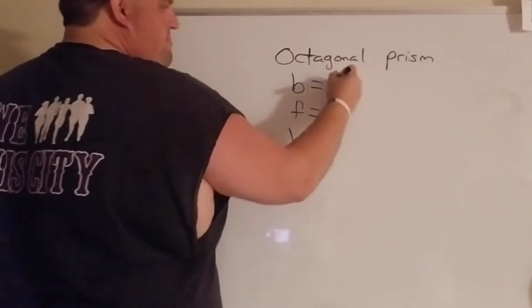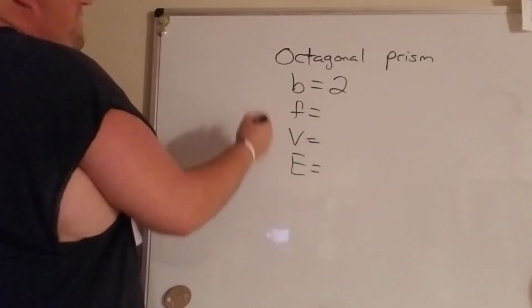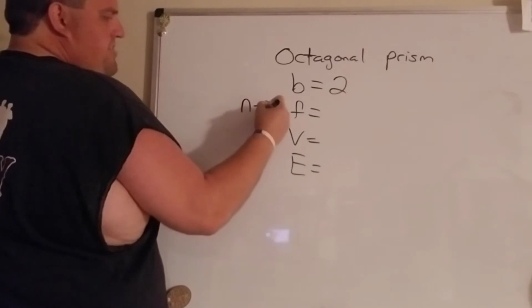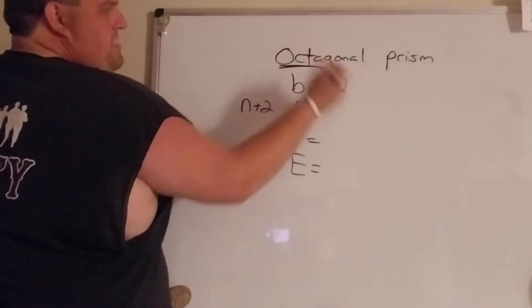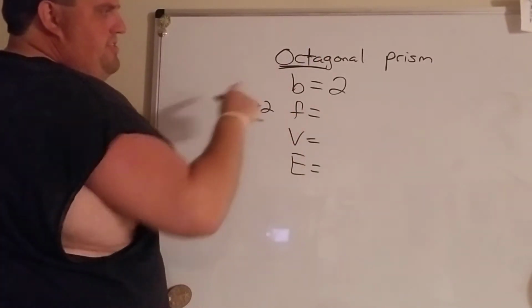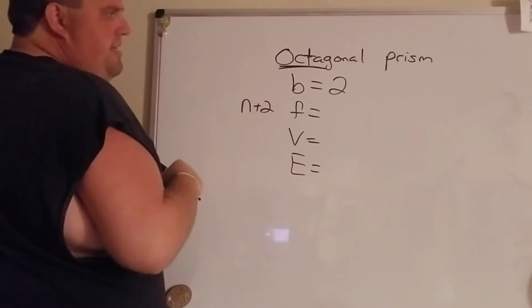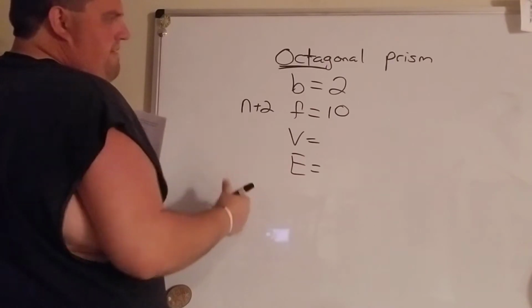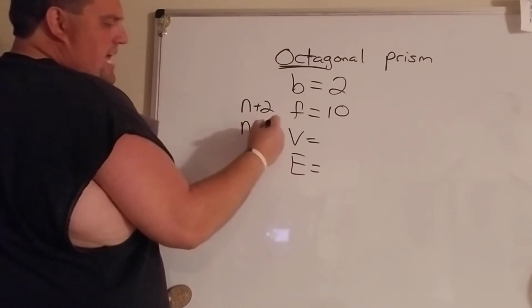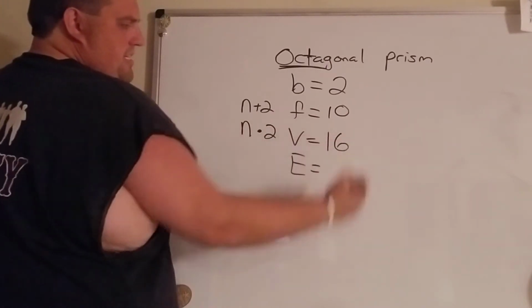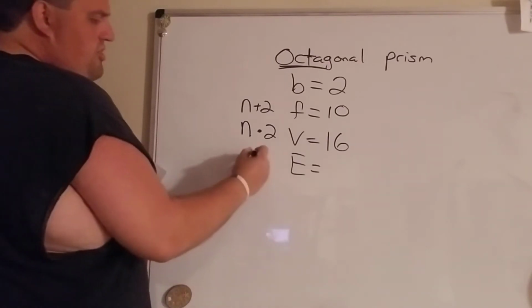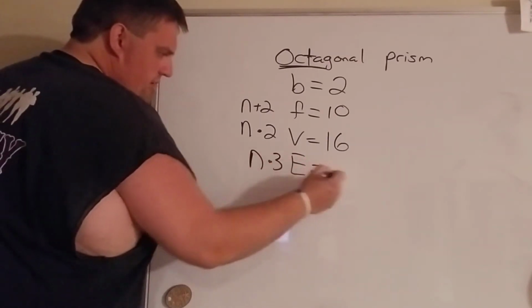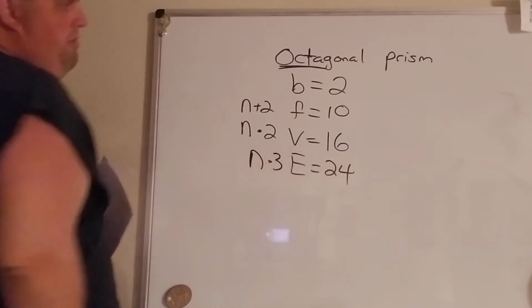Prisms always have two bases. For faces in a prism, it's n plus 2. Remember, n is always how many sides are on this polygon. So it's octagonal, so you do 8 plus 2, so that's 10. For vertices, it's n times 2. That's going to be 16. And then for edges, it's n times 3 for 24.